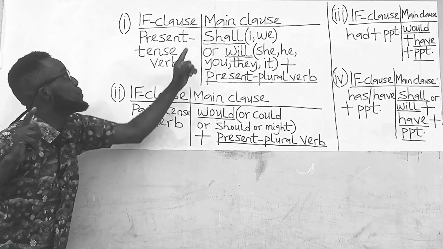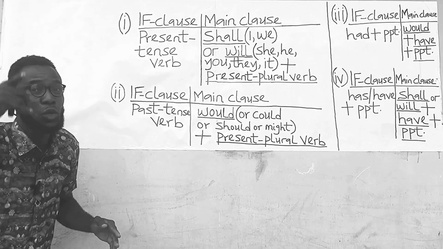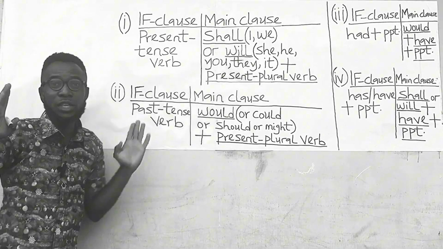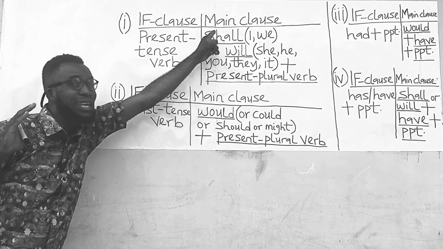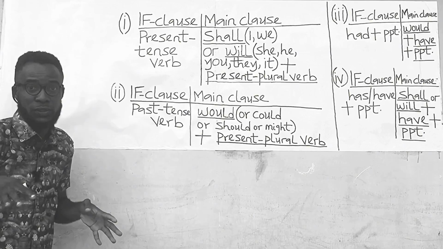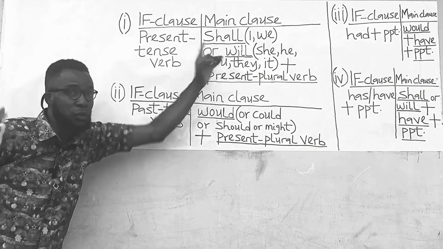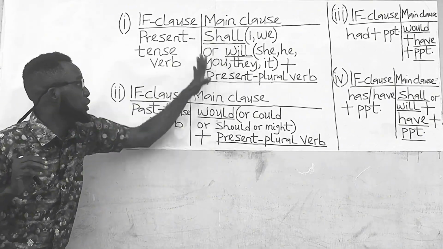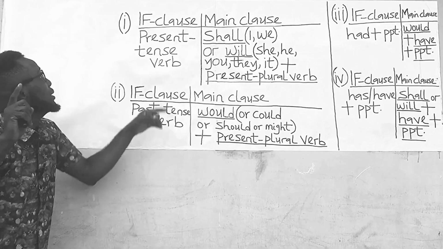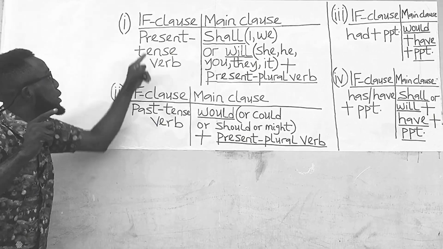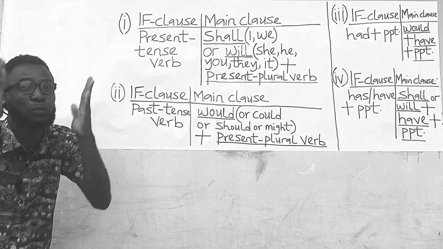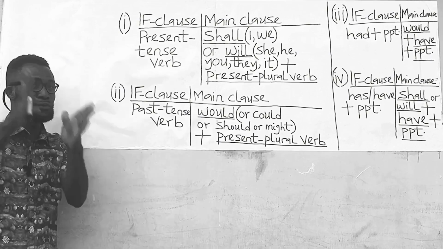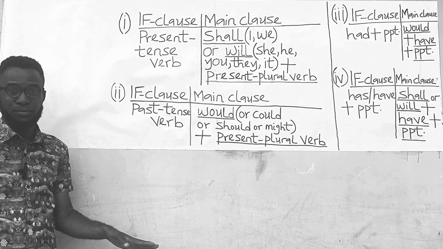However, if the main clause begins with the pronoun I or we, and shall is not found in the options, then you can substitute will. You will do this when the if clause contains a present tense verb, a simple present tense verb. I believe that is understood.